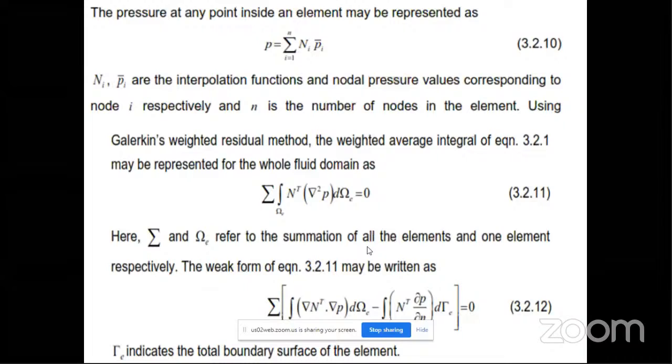The next thing we will do is, this is the equation del square P equal to 0, and these are the boundary conditions. Based on these boundary conditions and the equation, we will solve the equation by finite element method, and we will get the result. Is it clear? Yes or no? Yes, sir.